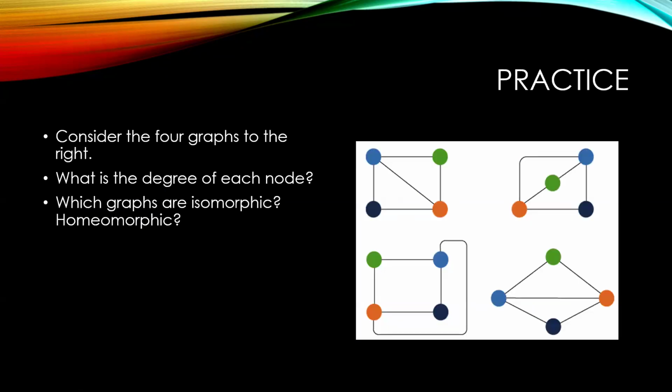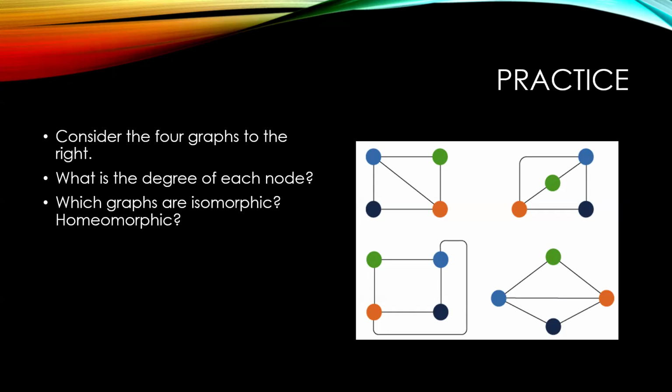Here's a practice problem. Consider the four graphs to the right. What is the degree of each node? And then which graphs are isomorphic and which ones are homeomorphic? If you'd like, pause the video and give it a shot.